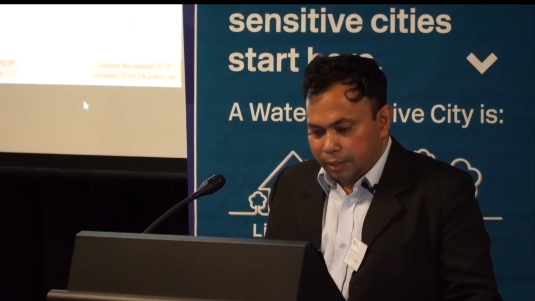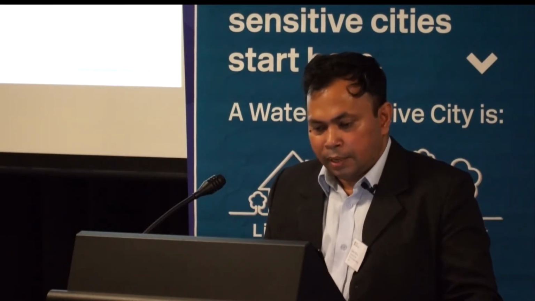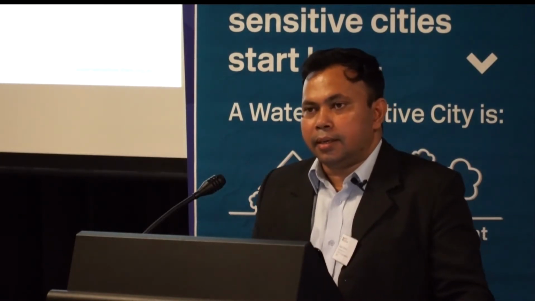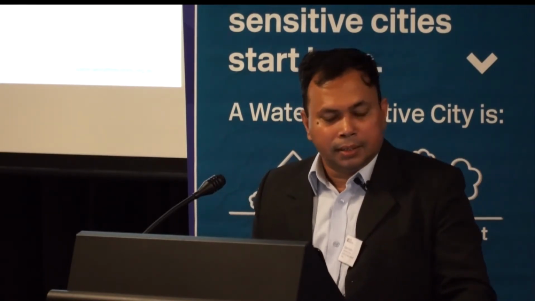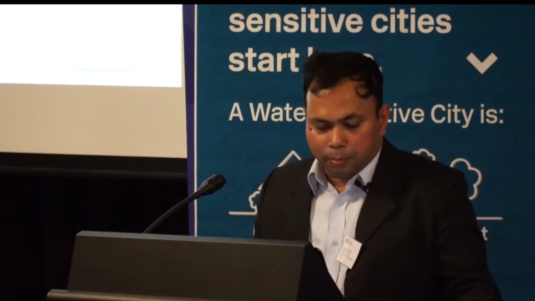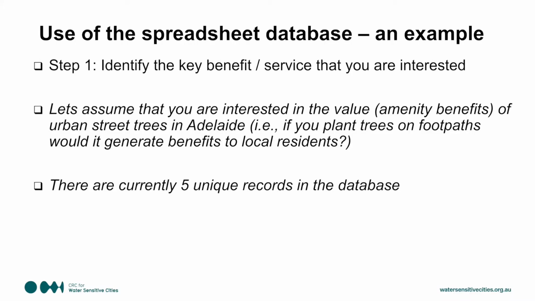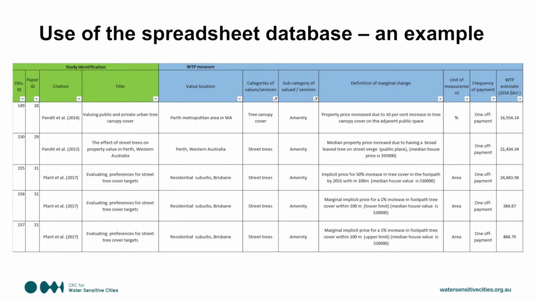So just to take you through an example, let's say that we are interested in the value of planting trees on the footpath in Adelaide. Okay, so that's your project. That's the service that you are interested in. If you look at the database at the moment, we have 5 unique records of these values. They look like this. It might be a bit small. These are coming from 2 sources.